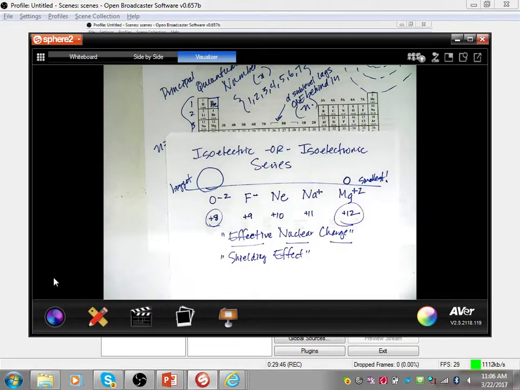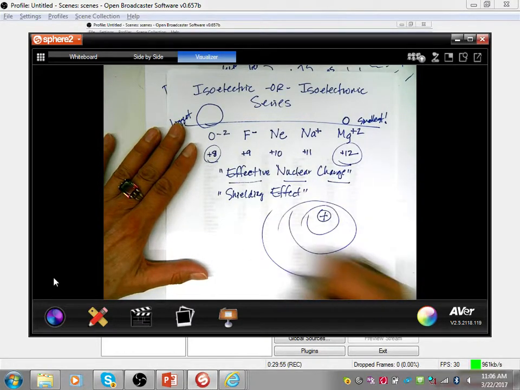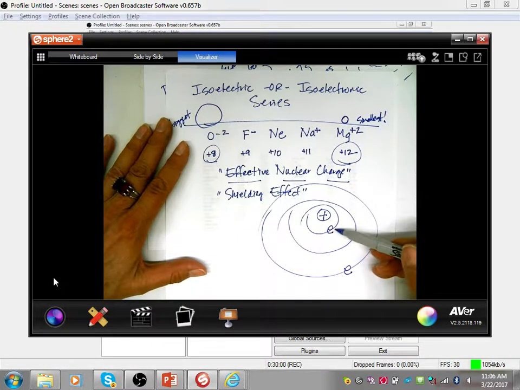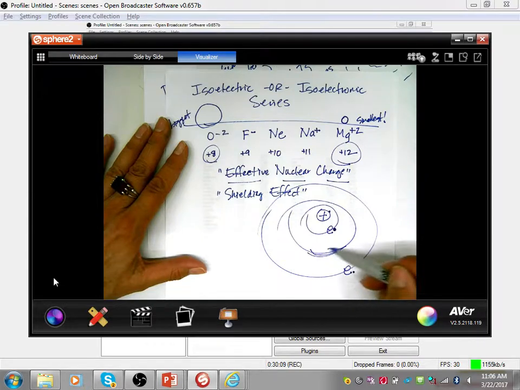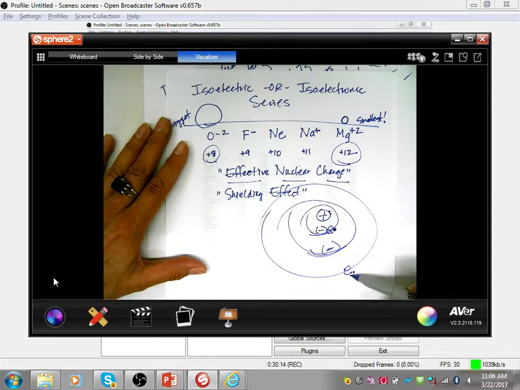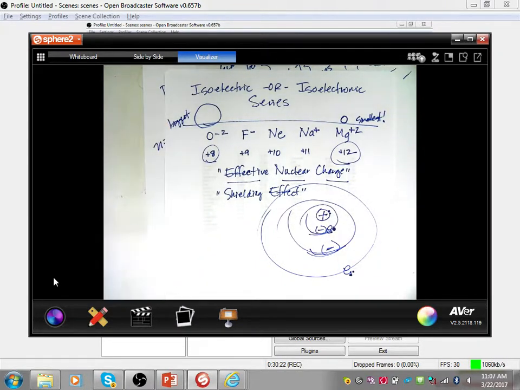The shielding effect is when you have multiple layers of electrons between a positively charged nucleus and the negative valence shell. So electrons in here versus electrons in here. Electrons here have zero shielding effect because there's nothing between them and the nucleus. This electron has one layer of negative charge and another layer of negative charge between it and the nucleus. So this electron has a higher shielding effect than this one or this one, because these layers are negative and they shield the positively charged nucleus from that outer electron.